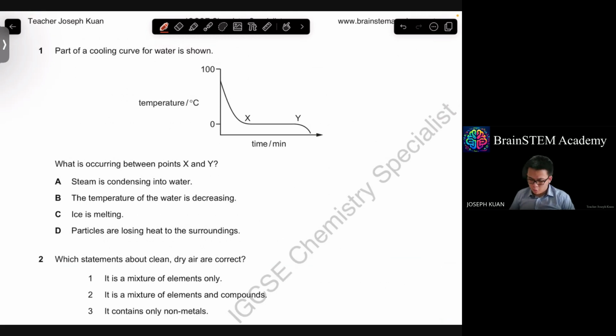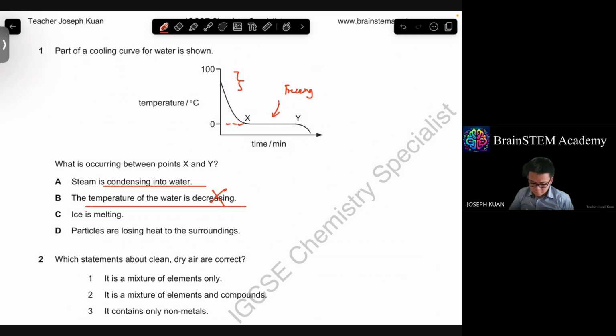What is occurring between points X and Y? So we see that the temperature remains constant during this cooling period. So it shows that it's actually freezing. The freezing point is at 0. So what is occurring between point X and Y? We don't see temperature decreasing. We see that it's remaining constant. And condensation should not occur at this temperature. I would say more towards the hot temperature.